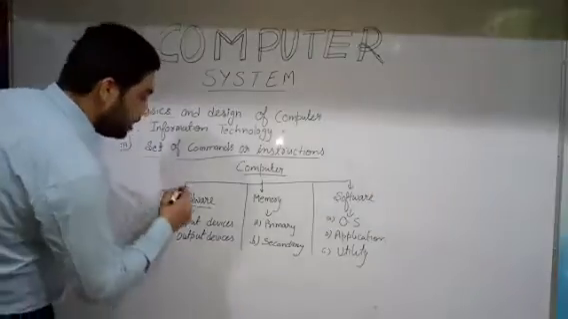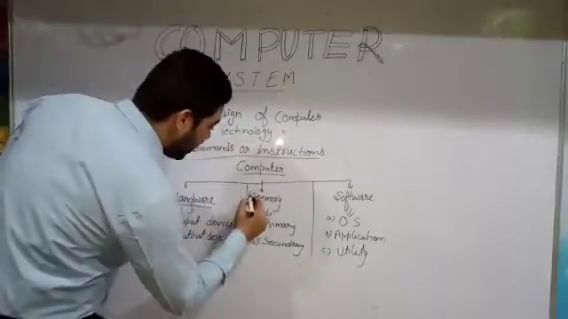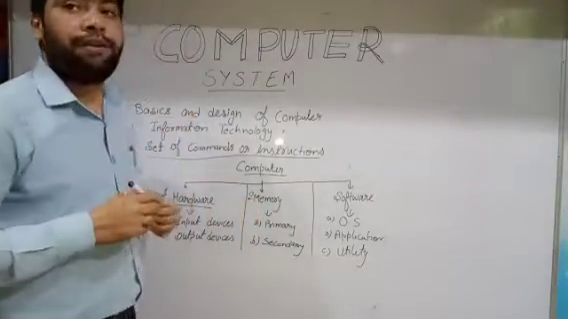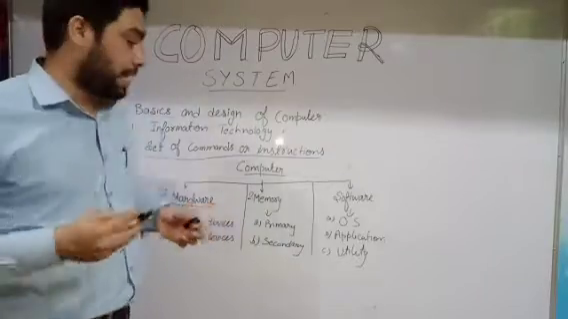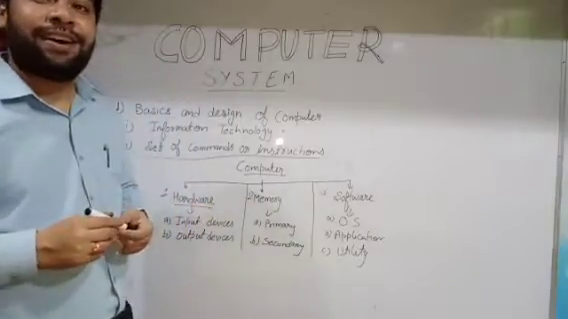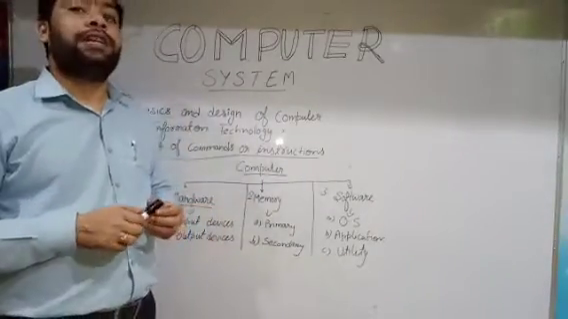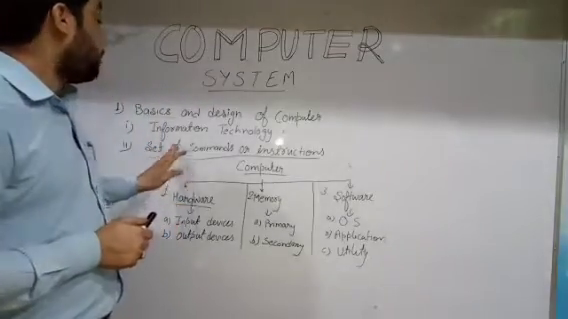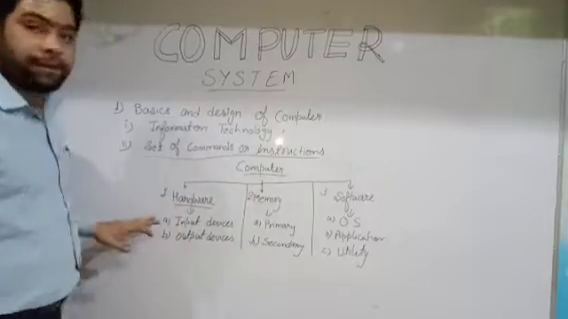The second one is memory, because, as we very well know, without memory a computer is not of much use as we use it these days. And the third one is software. Without software, what can we do? Because software is a group of commands or instructions. So let us start with hardware.